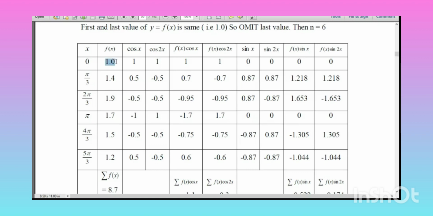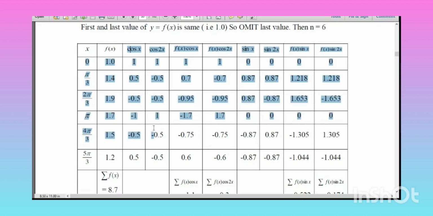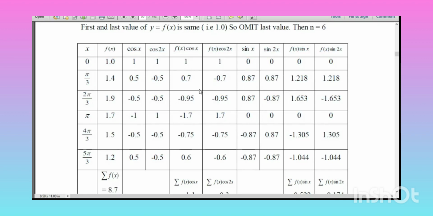Next, f of x cos x. f of x is 1, cos x is 1, so you have to multiply and write here. That is very easy. But you have to find cos x, cos 2x carefully. You have to find f of x cos 2x. f of x is 1, cos 2x is 1. So you multiply and write here the values.